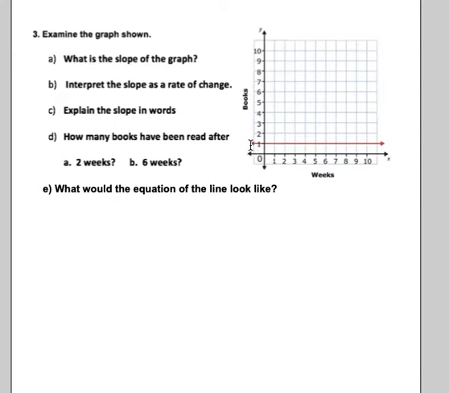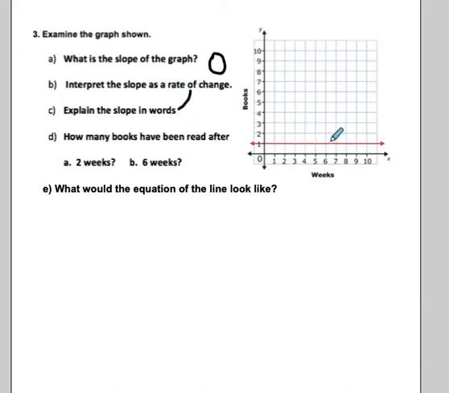So if we look at this, this is a horizontal line, and we just got done talking about that. So what is the slope of a horizontal line? Slope is 0. This does not rise or fall as time goes on. It runs straight across. Slope is 0. So interpret that slope as a rate of change. Well, in talking about this, we kind of do both of these together here.